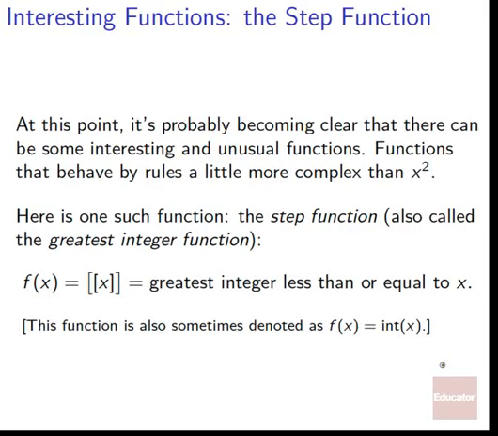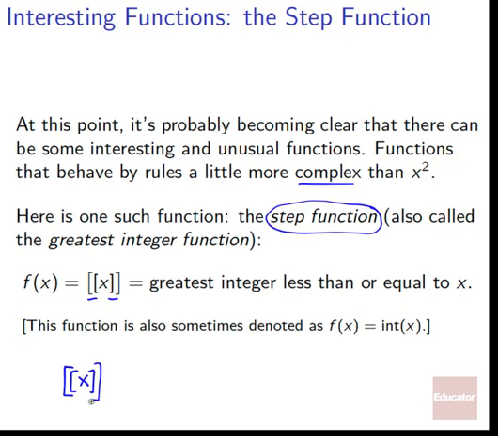So let's look at another one, a rule that's a little more complex than x squared, something that's a little more interesting than the ones we've been used to so far. So here's an example, the step function. Sometimes it's also called the greatest integer function, and it will make sense why in just a second. So f of x equals double bracket x on both ends, so make a bracket, make another bracket, put x inside, and then close both of those brackets.